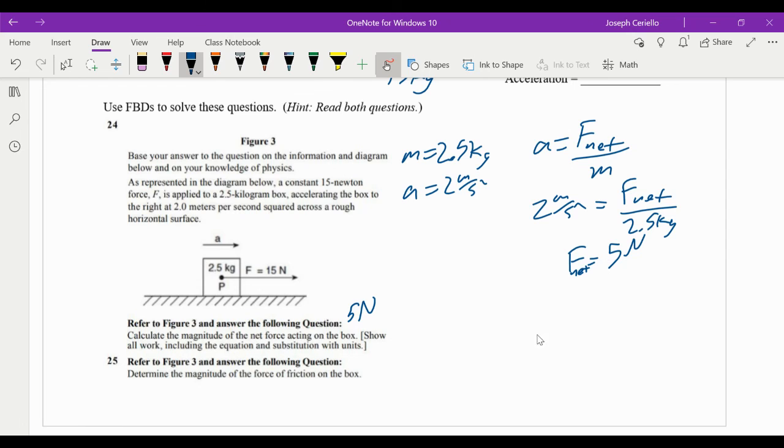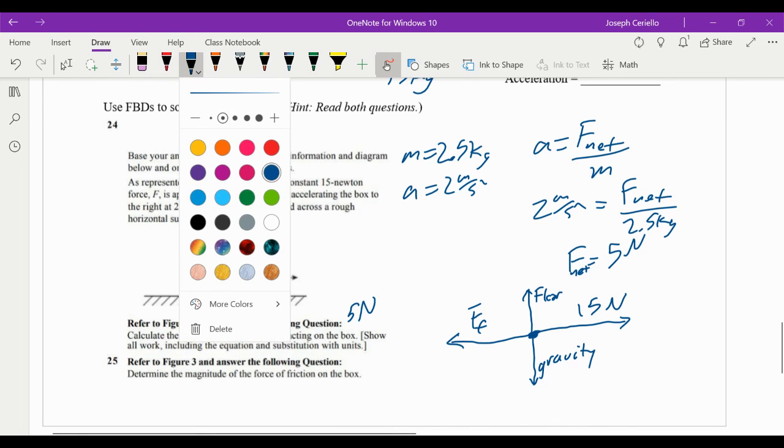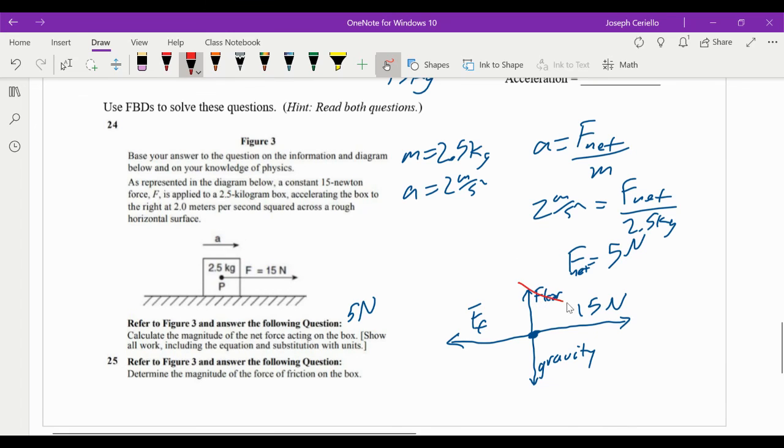But draw the diagram. It's useful. So we know that there are 15 newtons going forward, and we know that there is a force going back. We don't know it. We know that the floor is pushing up, and we know that gravity is pulling down. As we've discussed, gravity and the floor cancel out because they are equal forces in opposite directions. So those cancel.